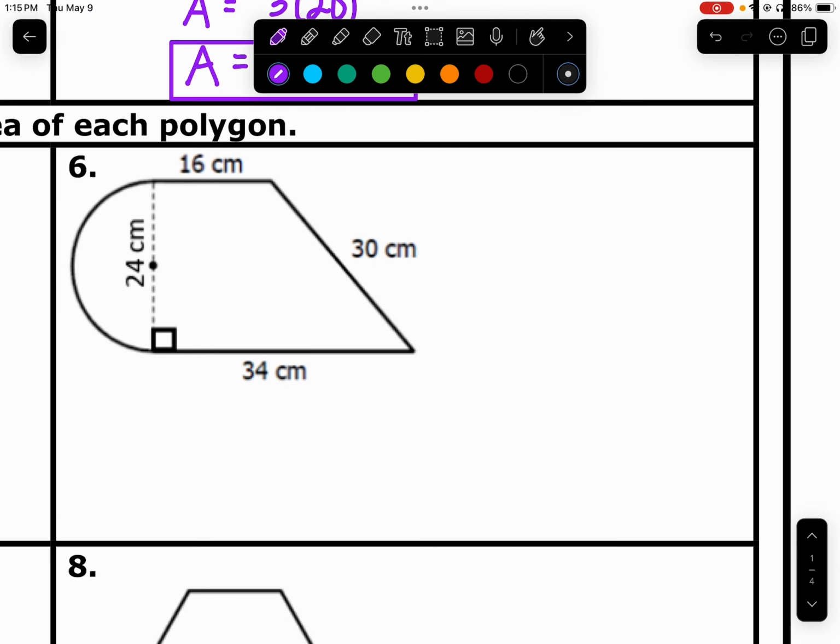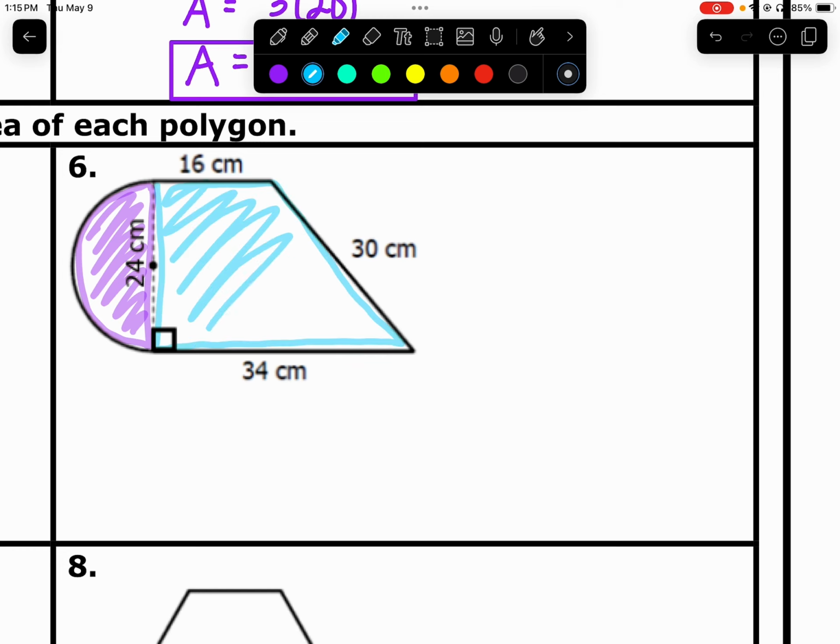Number 6, this is not a shape that we have a name for, nor is it a shape that we have a formula for. This is two shapes put together. I see a semicircle, and then I see a trapezoid. So we're going to have to do the area of both.